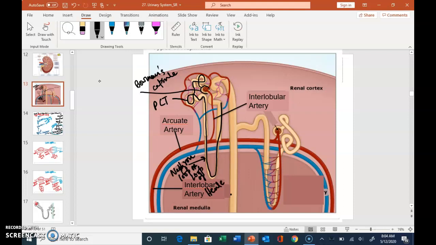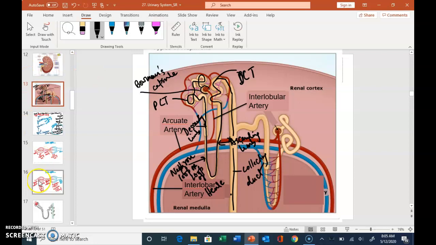The nephron loop is divided into two parts. The part that goes down is called the descending limb. The part that comes back up is called the ascending limb. The ascending limb then forms the last part, and this is called the distal convoluted tubule. The distal convoluted tubule then dumps everything into this thicker tube, and this is called the collecting duct.